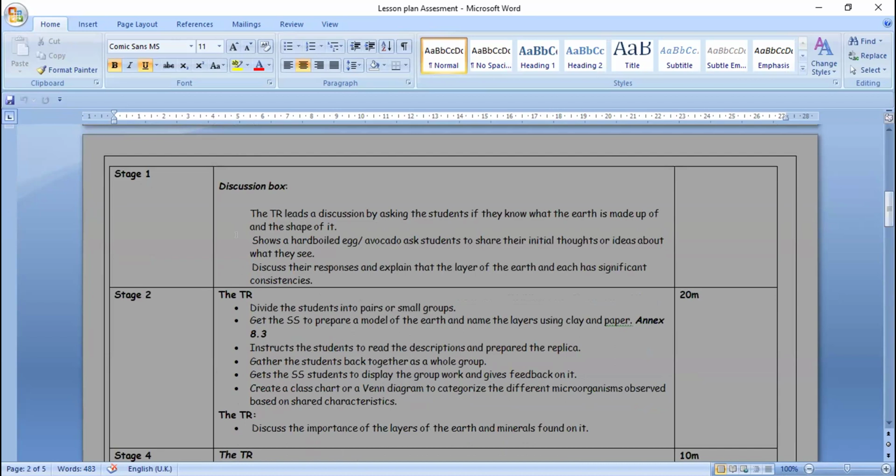The shape of the earth, ma'am. They already know it. Right. The globe is also a place. The hard-boiled egg and the avocado are to indicate the layers of the earth, the crust, the mantle. Any activity based on that they have to do?